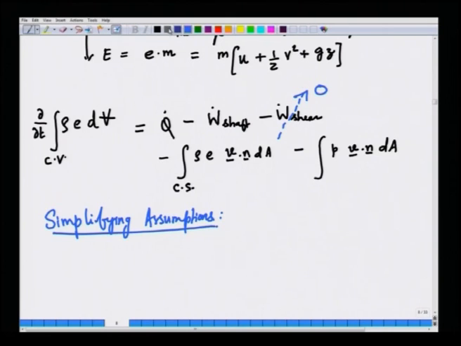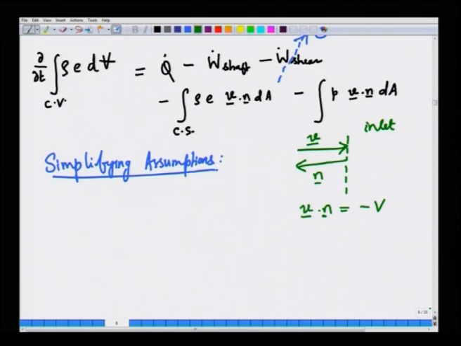Okay. So, when you choose the control surface like this, suppose this is the unit outward normal, this is the inlet, and the velocity is coming in exactly perpendicular to the control surface, then V dot n is minus V. Okay. For the outlet, n and V are pointing in the same direction. So, V dot n is plus V.